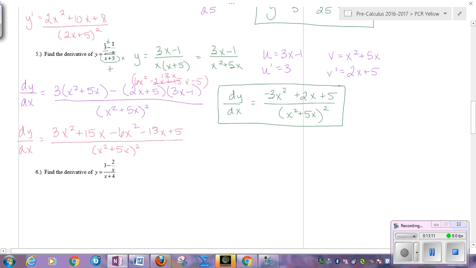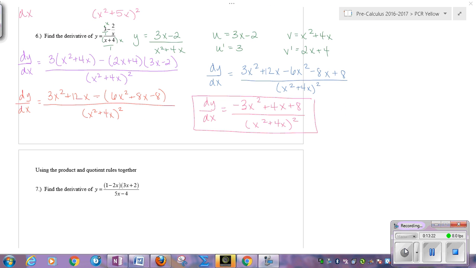Okay, so this time you're going to pause your video and you're going to do number 6. What I want you to do first is go ahead and get rid of that complex fraction before you use your quotient rule. Okay, how'd we do on number 6? Hopefully you did a good job getting rid of that complex fraction there. Okay.